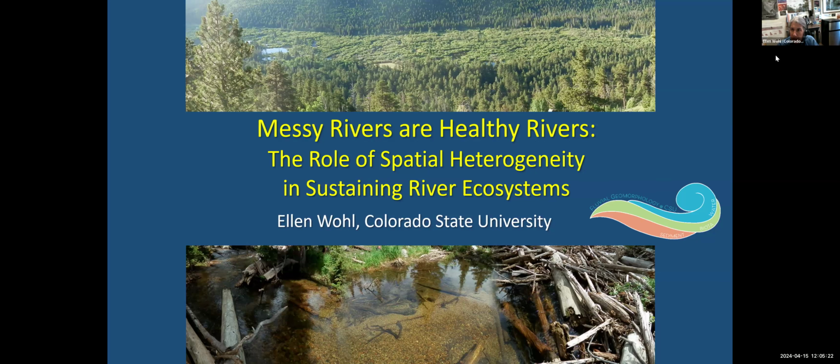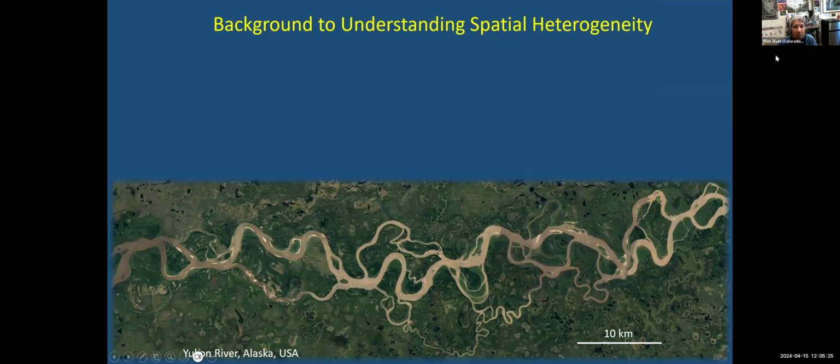Usually when I'm talking to people who are not river scientists. Sorry, I'm just trying to figure out how to advance. So, a little bit of background before I start talking about some of the details of spatial heterogeneity. One thing I think is really important: I'm guessing most of the people on this call are natural scientists or engineers, so physical, biological scientists.